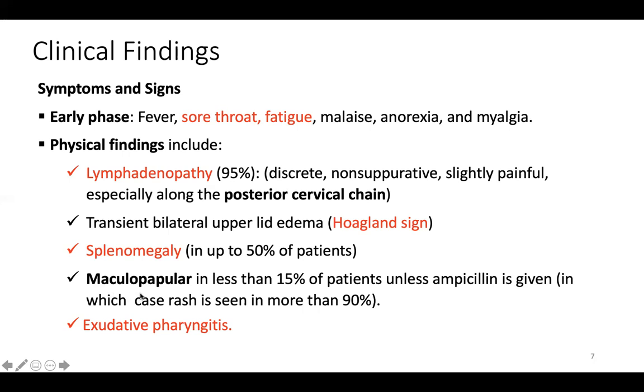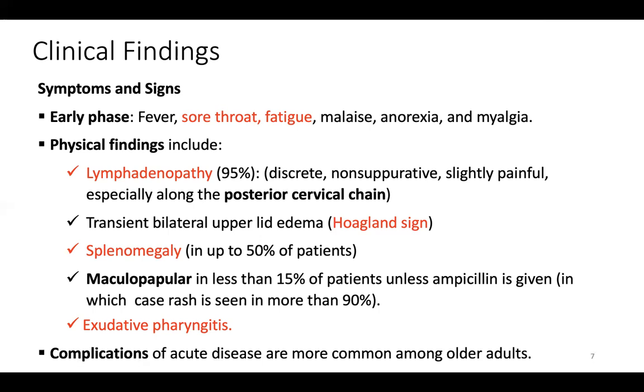Maculopapular rash is seen in 15%, but take care because ampicillin and amoxicillin might raise the incidence of the rash, seen in 90% of the cases. And exudative pharyngitis, which will be challenging to differentiate from streptococcal sore throat or pharyngitis. The complications of acute disease are more common among older populations.